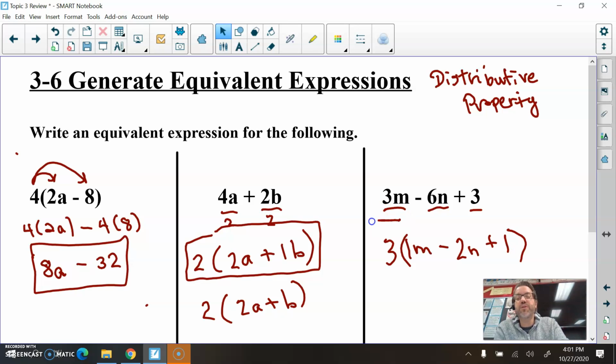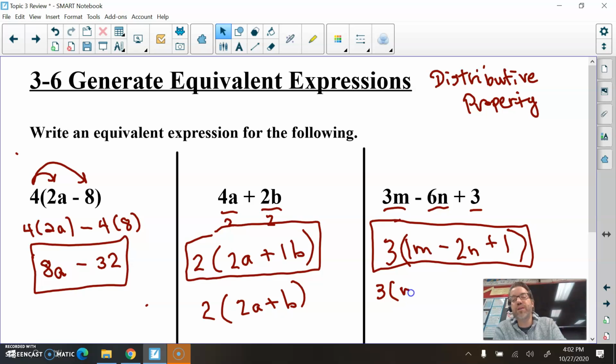Okay, so there we go. I have written an equivalent expression. And again, I don't need to show the 1 in front of that. We could just write 3 times the quantity m minus 2n plus 1. And that would be another way. I like this second way of writing it a little bit better. It's equivalent to that original expression.